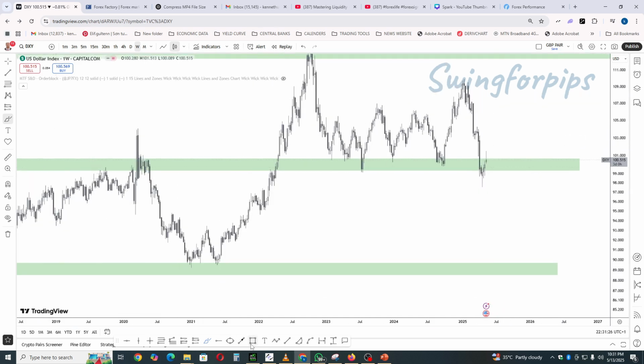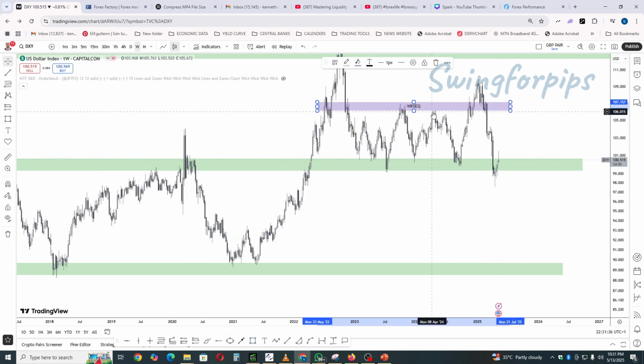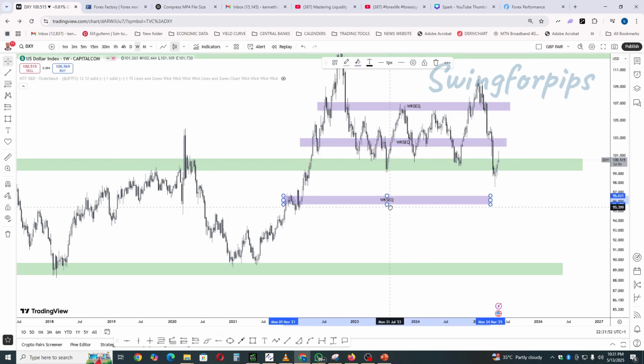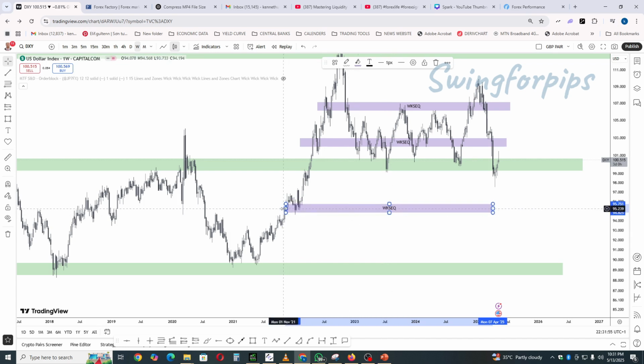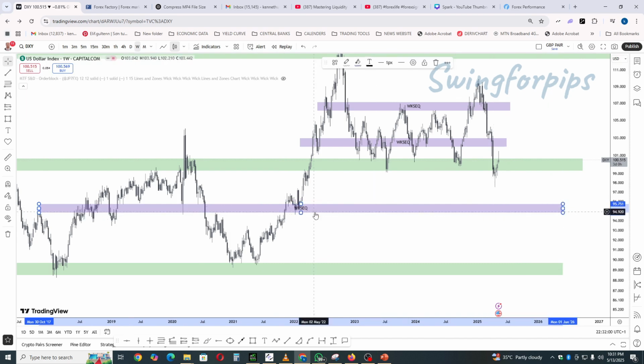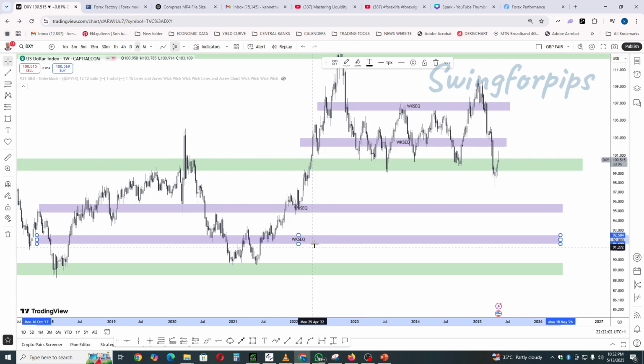We take out our rectangular tool and go to the weekly time frame, weekly annotation. There's a point here for us on the weekly. There is another point. I'm just going to copy these lines here. There's another point right here on the weekly, and then another point right here on the weekly, and I can see another one right here also on the weekly.